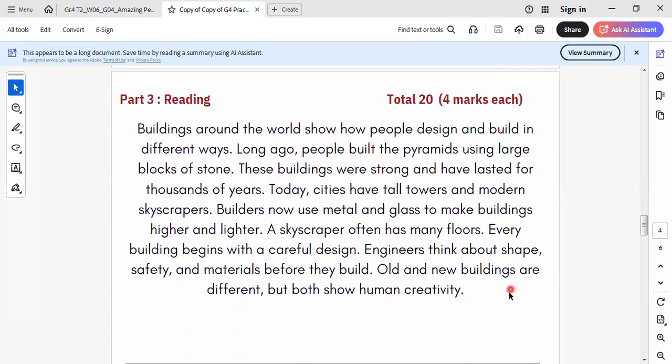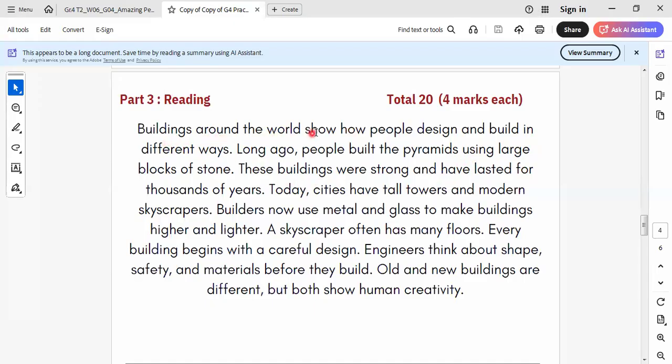Let's go to the next text. Buildings around the world show how people design and build. In the last video I explained the buildings and the tall buildings, and we know Burj Khalifa, we know the Eiffel Tower, and so on. We know how these are called high buildings, and we know more about this. You can return to the video and review what we told before.